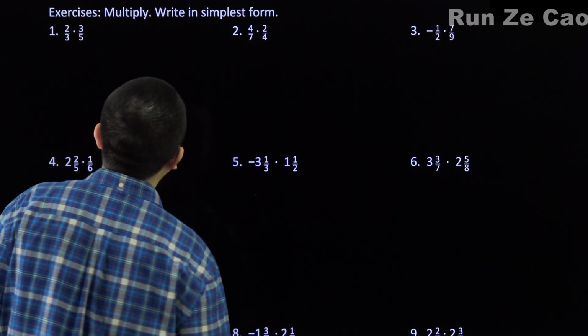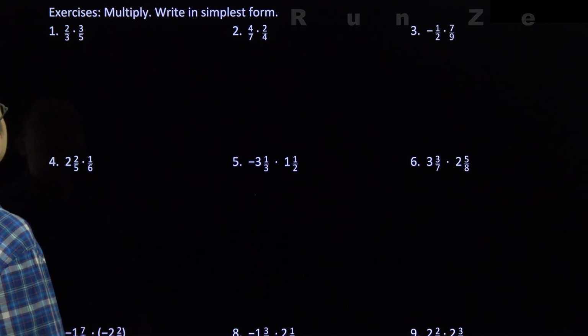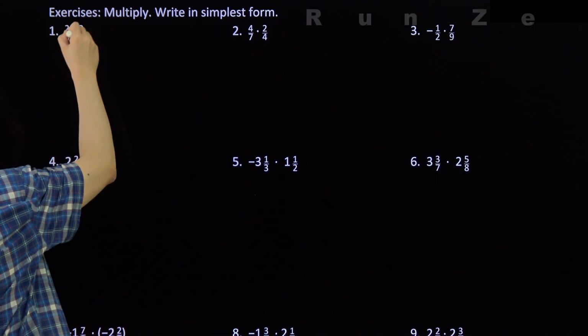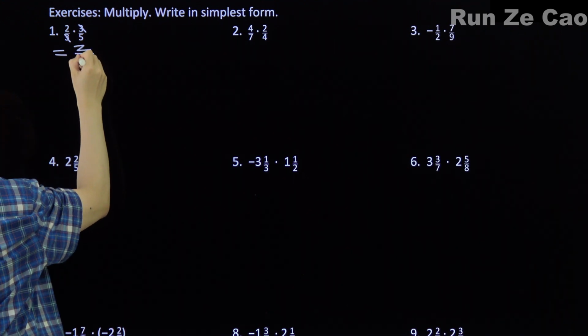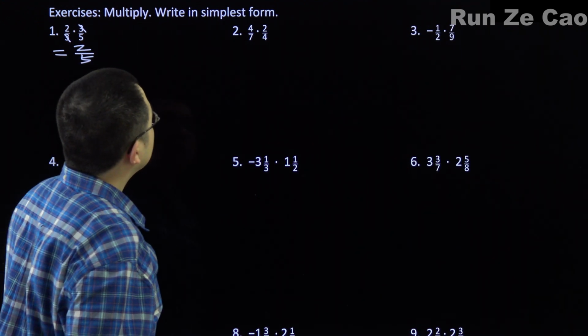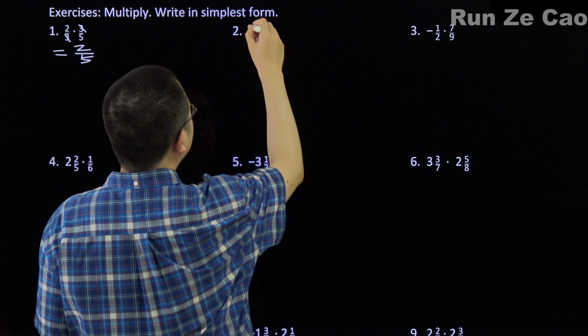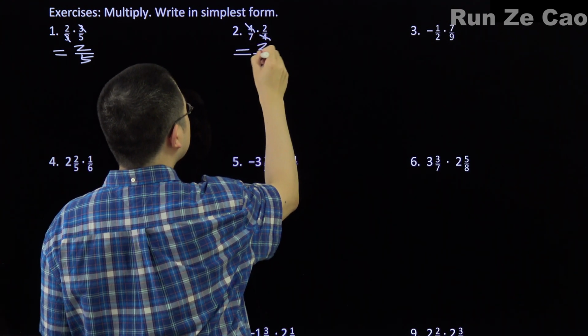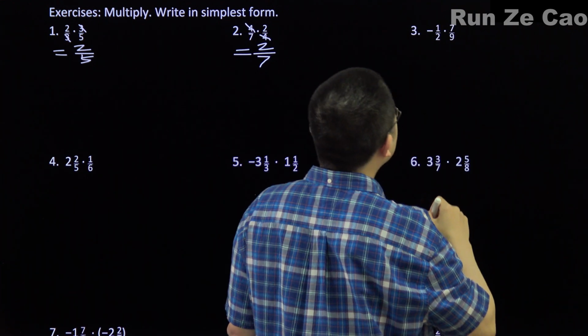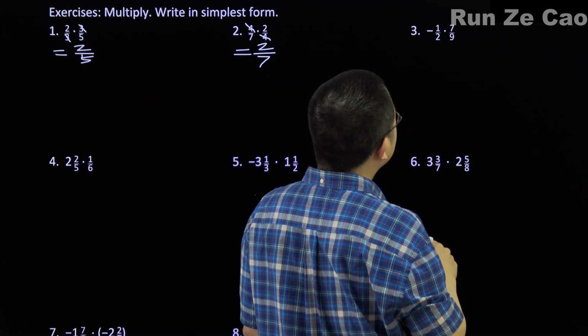So, multiply, write in simplest form. 2/3 times 3/5. Well, you can cancel out the 3's, which leaves you with 2 over 5. 4/7 times 2 over 4. Well, you can cancel out the 4's, which leaves you with 2 over 7.